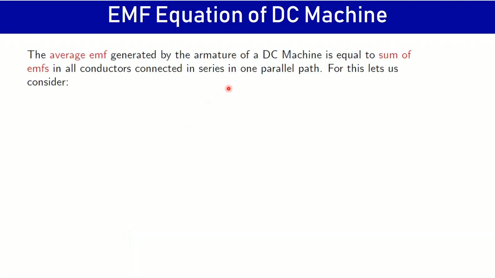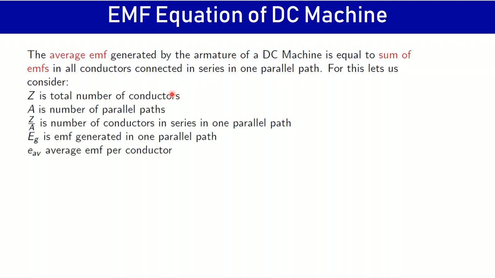Now there are a number of conductors, and in each conductor an EMF is generated. So the average EMF will be equal to the sum of EMFs in all conductors which are connected in series in one parallel path, because when a number of conductors are in series, and that series connection is connected in one parallel path, you get one EMF.